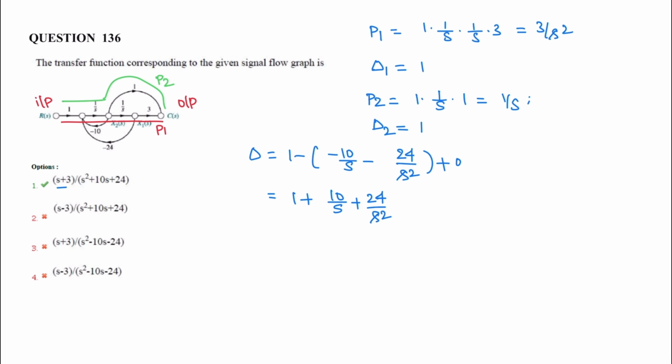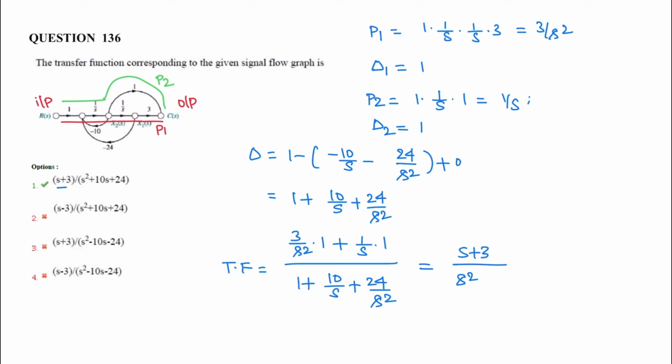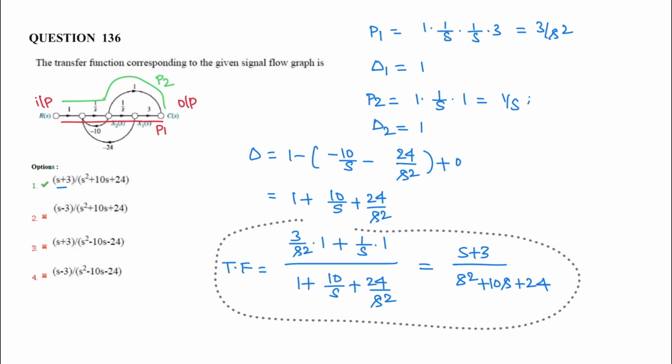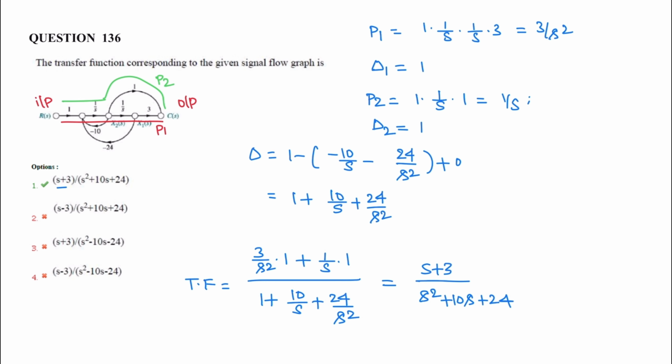Now the transfer function is P1 delta 1 divided by delta. P1 is 3 by s square, delta 1 is 1 plus P2 delta 2, 1 by s into delta 2 is 1, P2 delta 2 divided by delta 1 plus 10 by s plus 24 by s square. So rearranging this, we will have (s plus 3) divided by (s square plus 10s plus 24). This is the transfer function for the given signal flow graph. Correct answer is option 1.